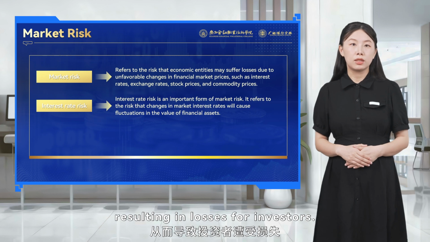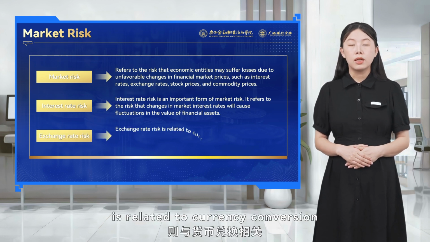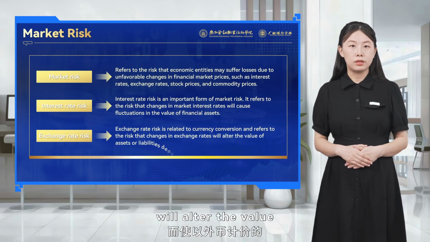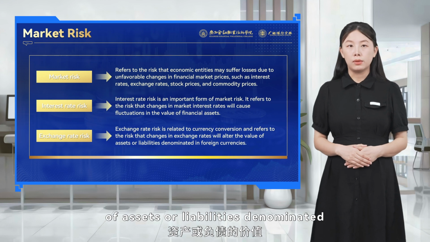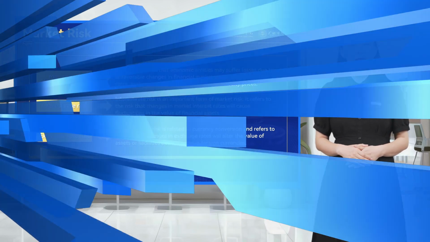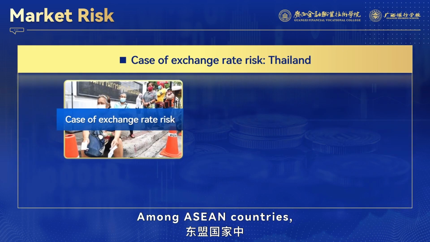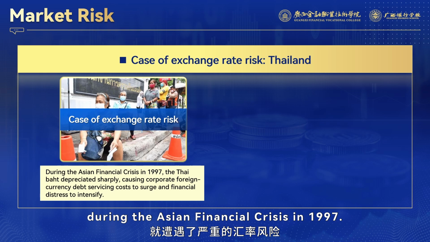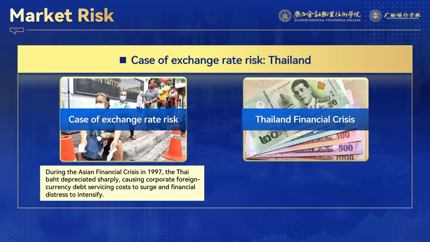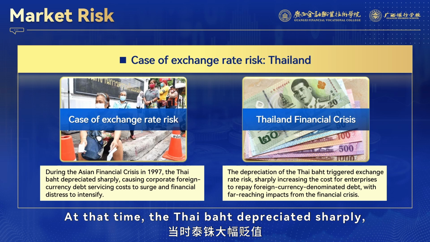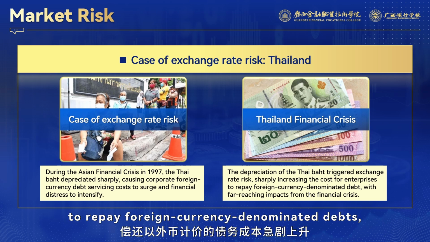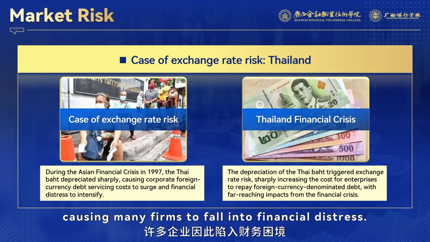in losses for investors. Exchange rate risk is related to currency conversion and refers to the risk that changes in exchange rates will alter the value of assets or liabilities denominated in foreign currencies. Among ASEAN countries, Thailand experienced severe exchange rate risk during the Asian financial crisis in 1997. At that time, the Thai baht depreciated sharply, significantly increasing the cost for Thai enterprises to repay foreign currency-denominated debts, causing many firms to fall into financial distress.